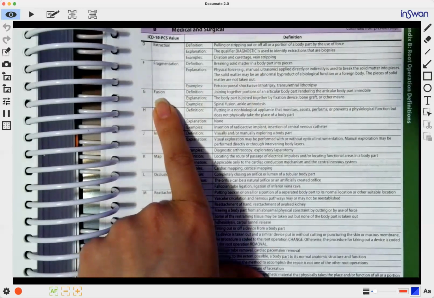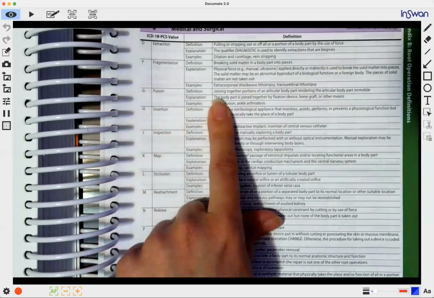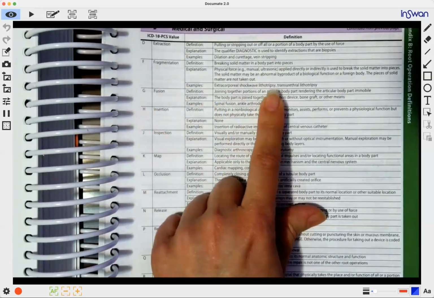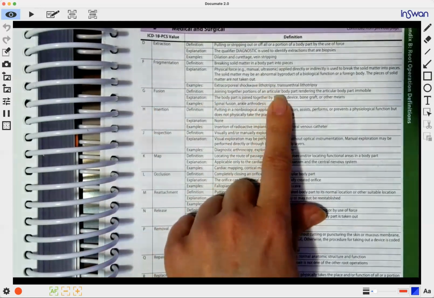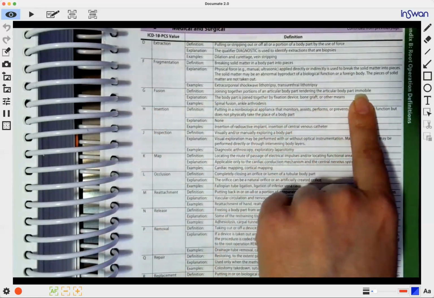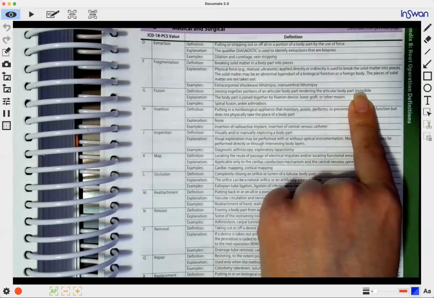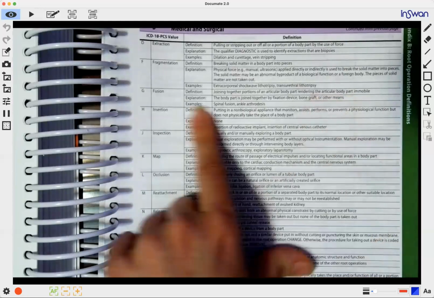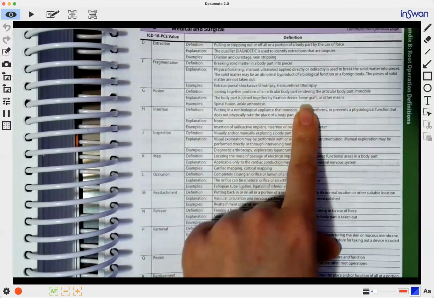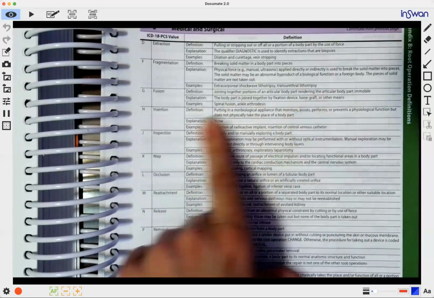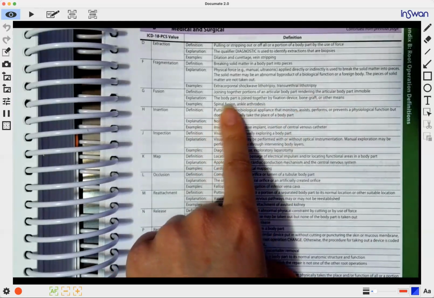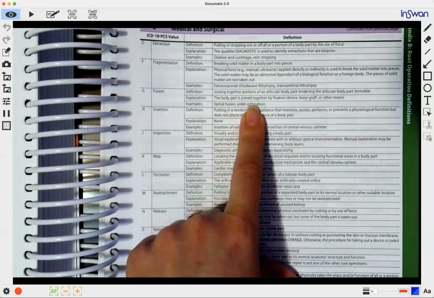Fusion is our next root operation, and that is joining together portions of an articular, so that's a key right there, of an articular body part, rendering the articular body part immobile. So they're fusing it together so they no longer move separately. The body part is joined together by fixation device, bone graft, or other means. So this is going to be your arthrodesis, your spinal fusions. So that's going to be a fusion.